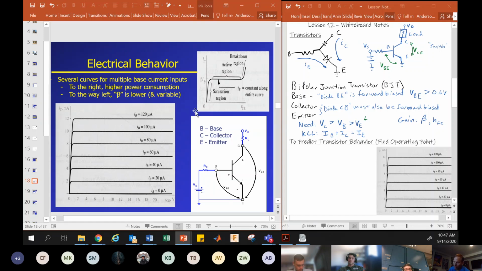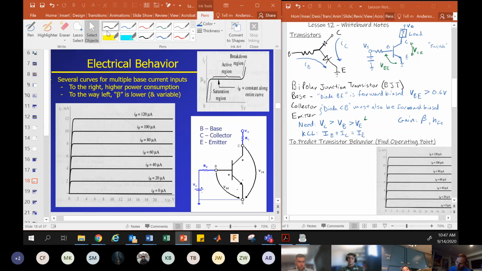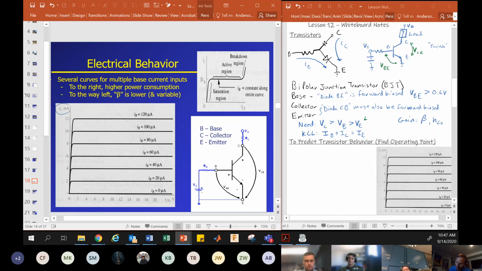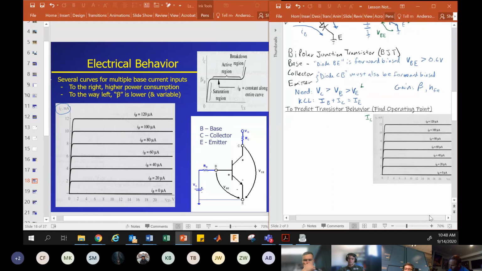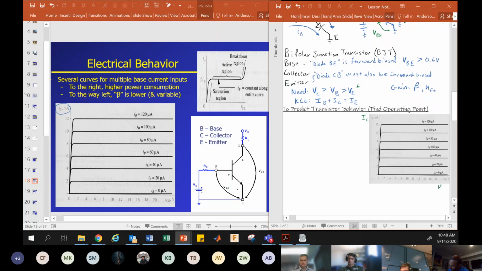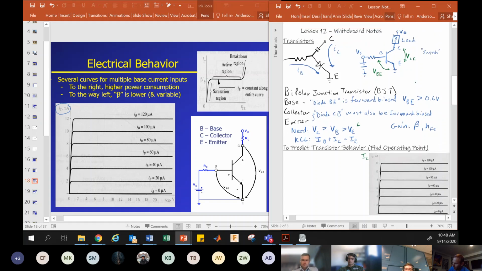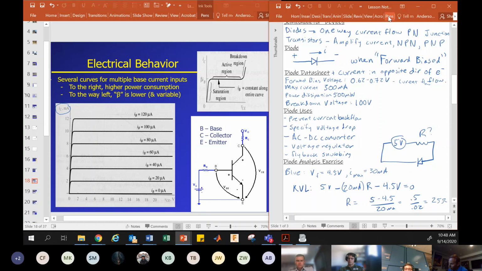Okay, so how does this work? Take a look at this plot here and take note of what these units and labels are. So we have IC, and I have this plot over on our notes also. IC is on this axis, and VCE is on this axis. So we're plotting the current through the device, IC, as a function of the collector to emitter voltage.